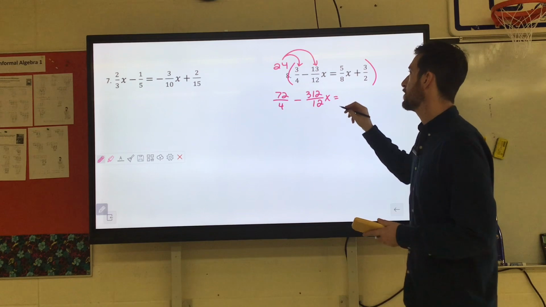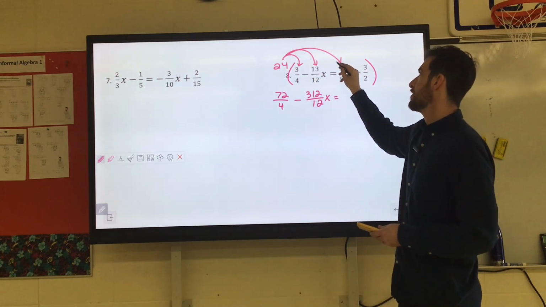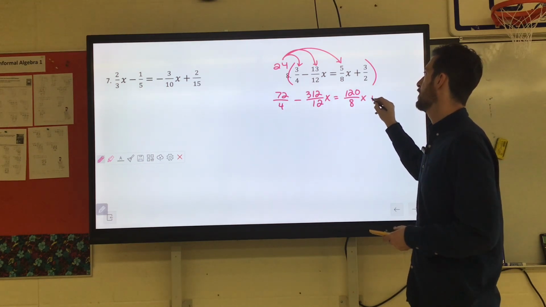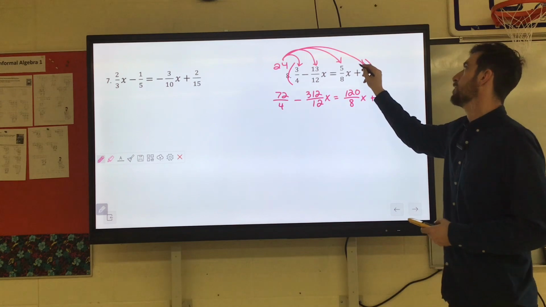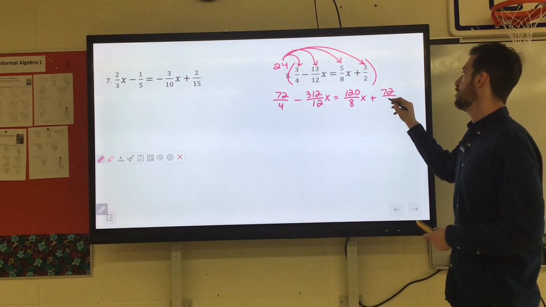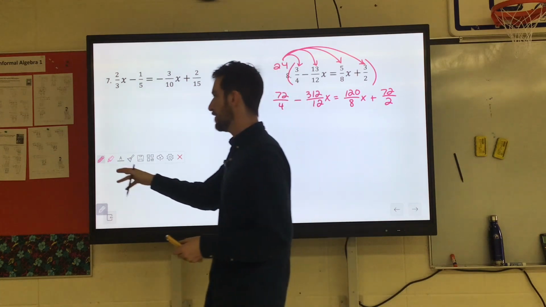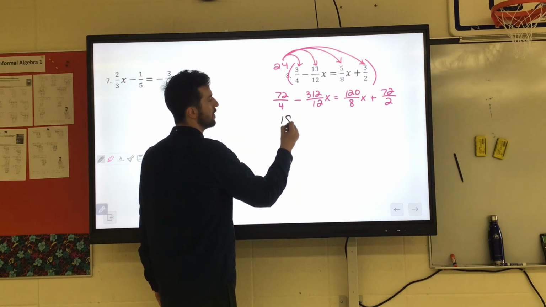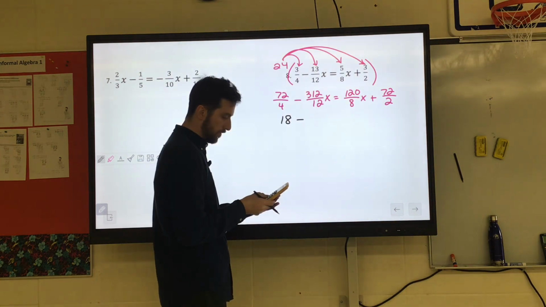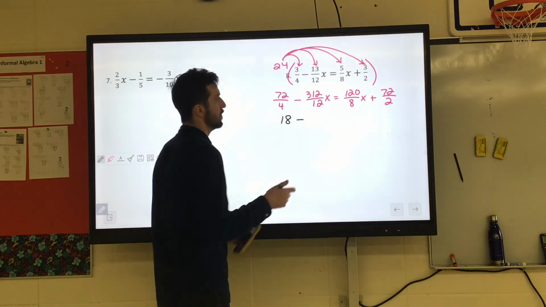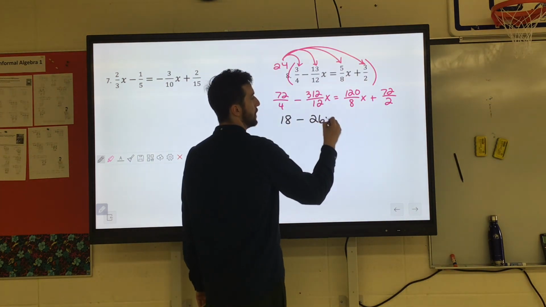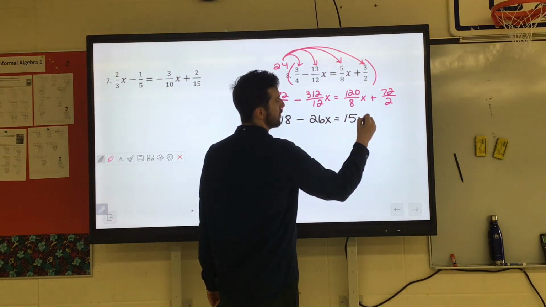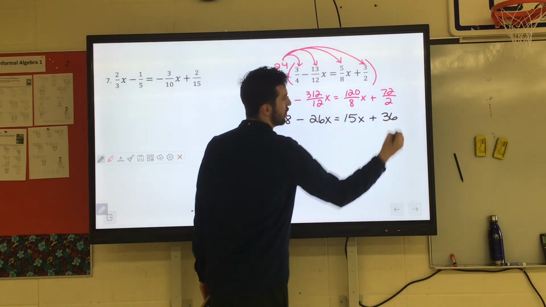X equals 24 times 5 is 120. So we have 120 over 8x plus 24 times 3 is 72 over 2. We'll simplify all of these. 72 divided by 4 is 18 minus, I don't know what 312 divided by 12 is, 26x. 120 divided by 8 is 15x, and then 72 divided by 2 is 36.